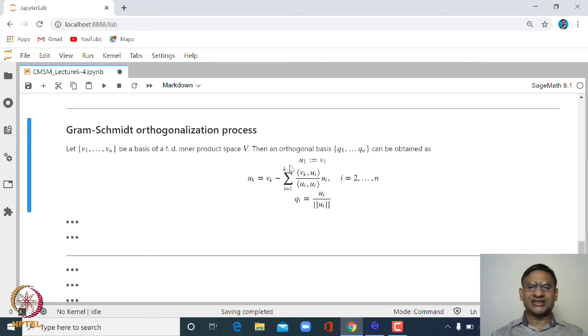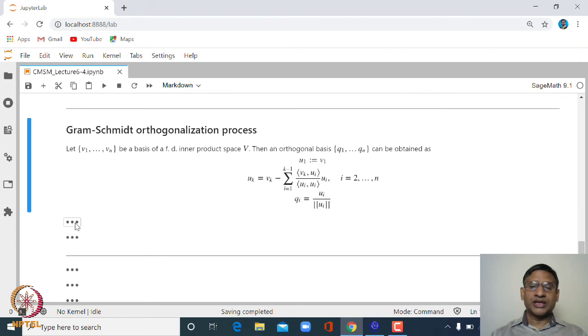The process is exactly similar. You start with u1 equal to v1 and then define uk to be vk minus the orthogonal projection of vk upon ui, i going from 1 to k minus 1. So what we are doing is throwing out the orthogonal projection of vk onto all the previous orthogonal set of vectors that we have obtained, and then define qi to be ui upon norm ui. This is what is called the Gram-Schmidt orthogonalization process. And this is quite simple. We already did it for 2 vectors, 3 vectors, 4 and 5 vectors.